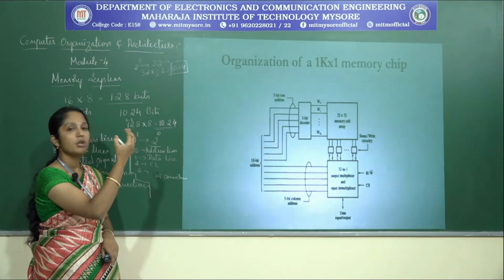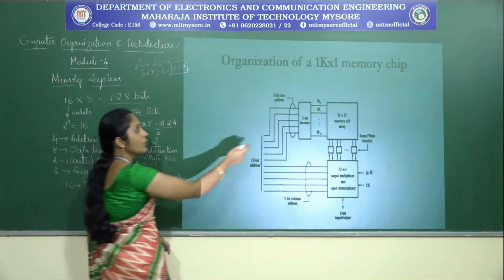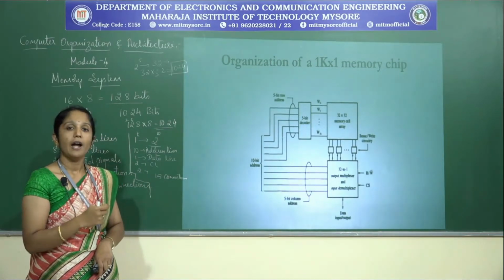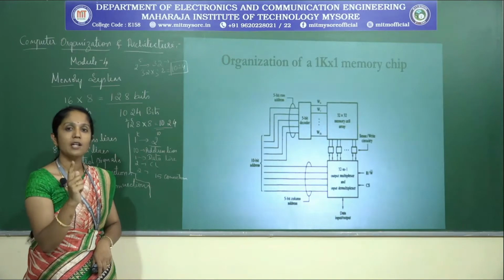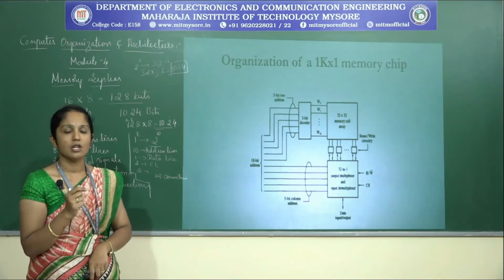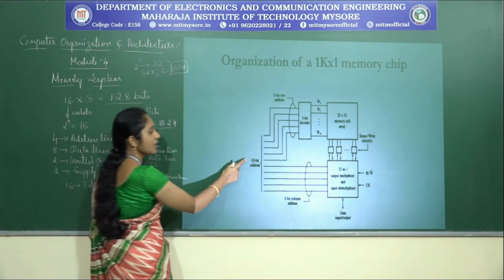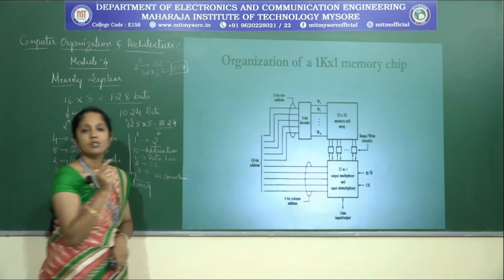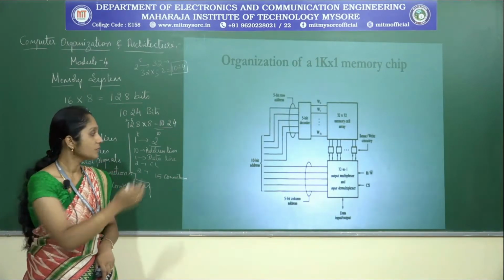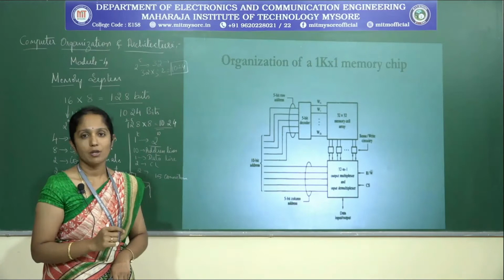The multiplexer considers the 32 bits of a word selected by the row address, and out of the 32 it selects 1 bit. Because we have a 1K cross 1 organization, depending on the column address generated by the other 5 bits, it selects 1 bit from 32 bits. This is how the 1K cross 1 memory chip is organized.